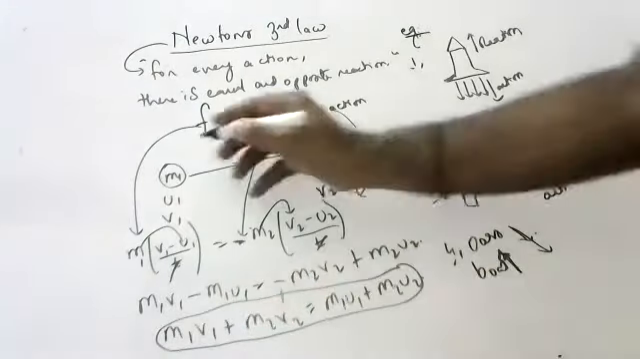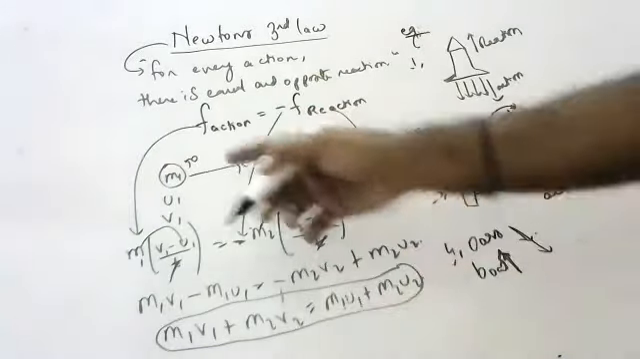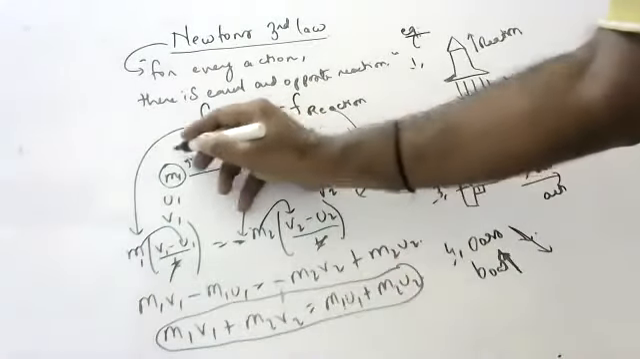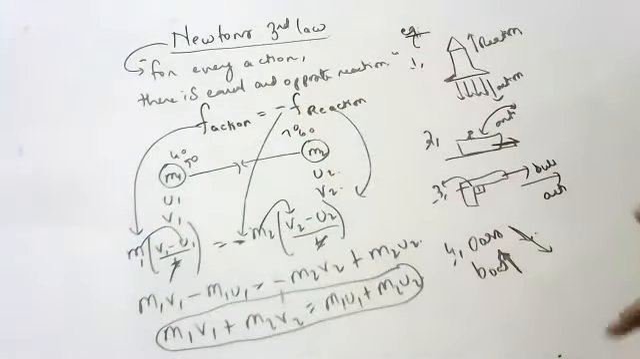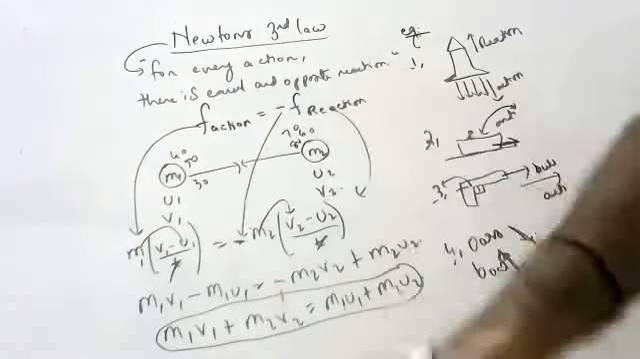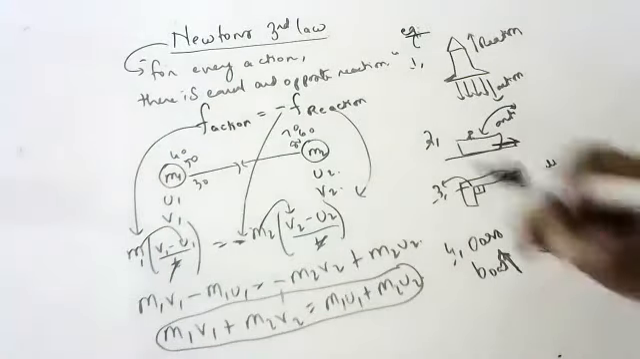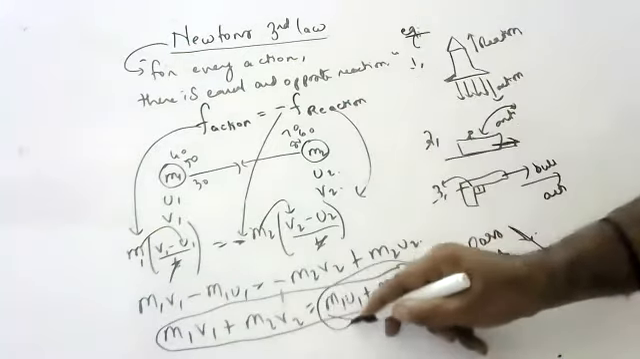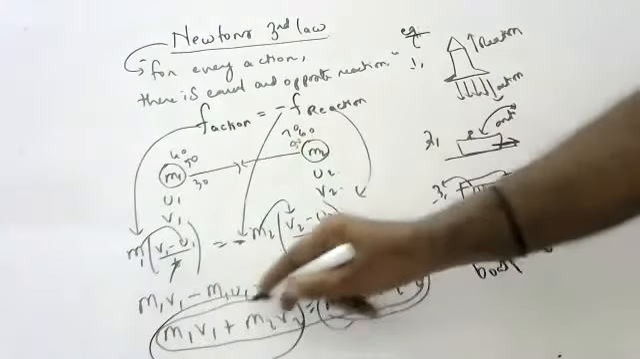Means this momentum is 50, this momentum is 60, so momentum before collision is 110. After collision also, this may become 40, this may become 70, but the total will remain the same, 110. This may become 30, this may become 80, but the total remains the same. That is called the law of conservation of momentum. The law of conservation of momentum states that momentum before collision will be equal to momentum after collision.